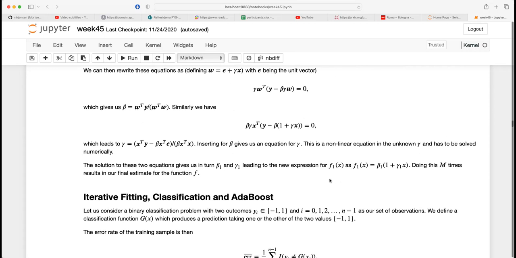And when you've done this, you find the next values, and then you have a function f1 of x, which is now beta 1, plus the multiplication with this term here. And then you repeat this m times. So this is an example of an adaptive classifier, adaptive regressor, with a weak learner. The weak learner here is a first order polynomial. But you could have replaced that weak learner with a decision tree.